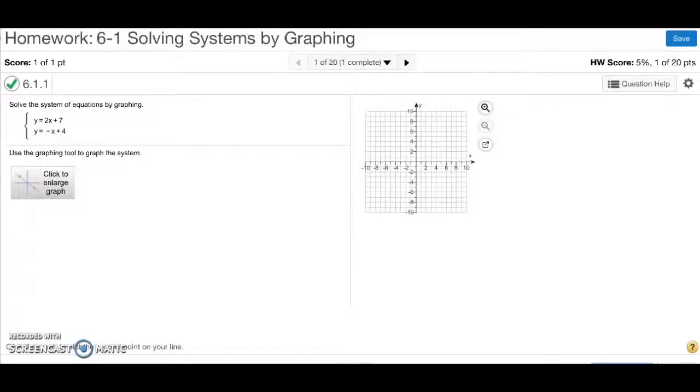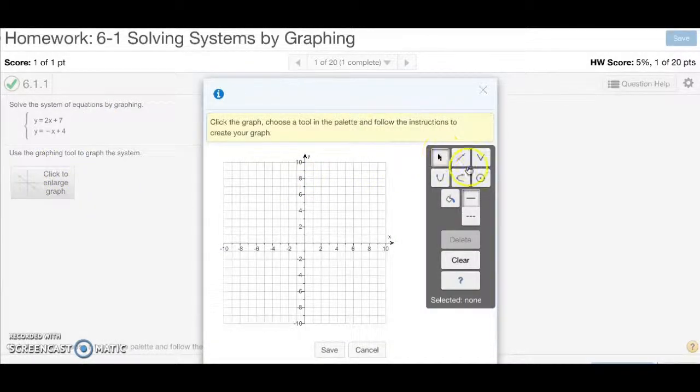Okay, so we are going to be solving systems by graphing. The first thing we need to do is see if both equations are in slope-intercept form, meaning in the form y equals mx plus b, and they are. So that means we can go right ahead and graph them.